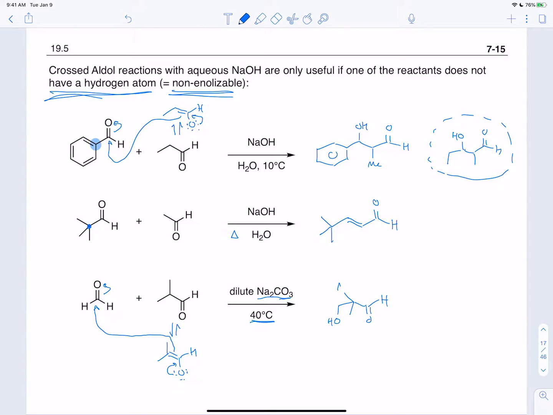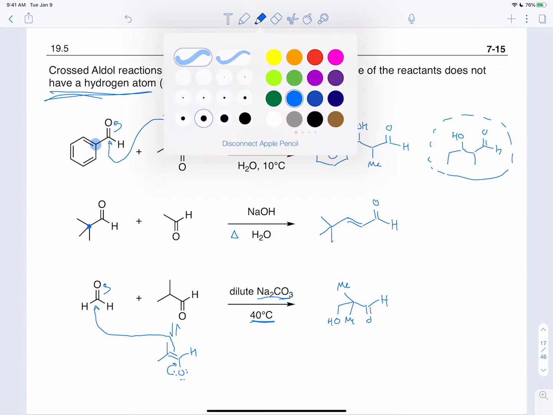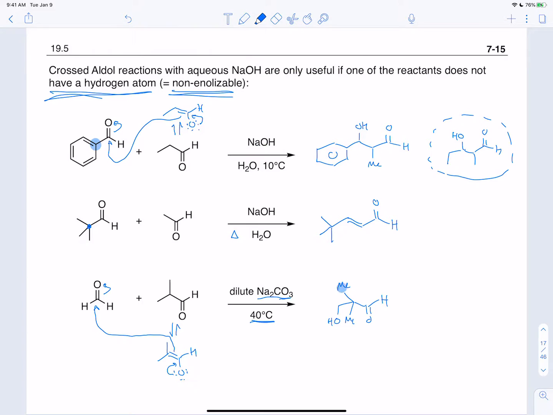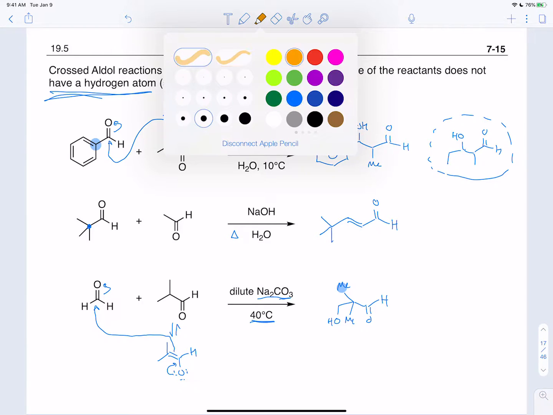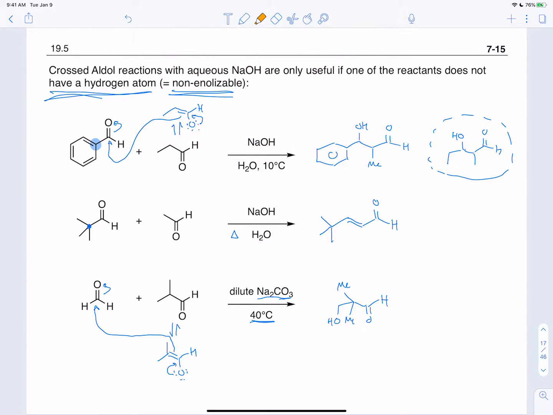Note that since these are two methyl groups adjacent to the aldehyde, we cannot get the final elimination of the hydroxy, so it'll still remain intact. So also we need to have alpha hydrogens to eliminate water.